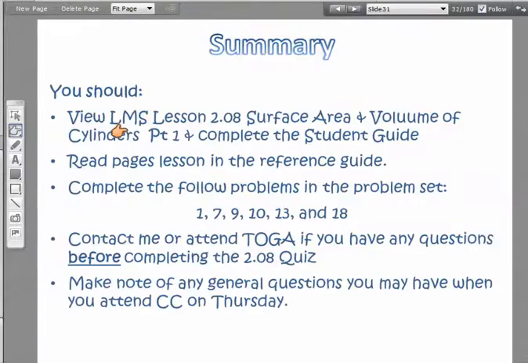So let me see, one more slide. This right here is you should be reading through the 2.08 lesson in your LMS and the reference guide. These are the problems that you should work in your problem set to get good practice for the quiz 2.08. After you work these problems, if you have any questions, just please let me know and I'll be glad to help you.